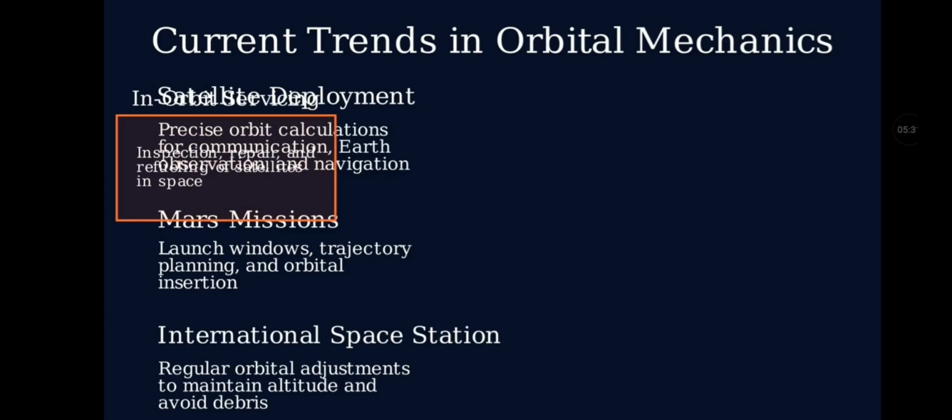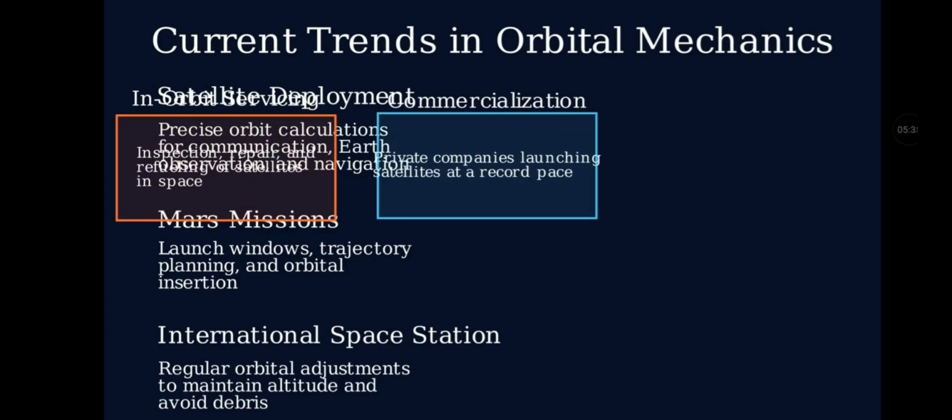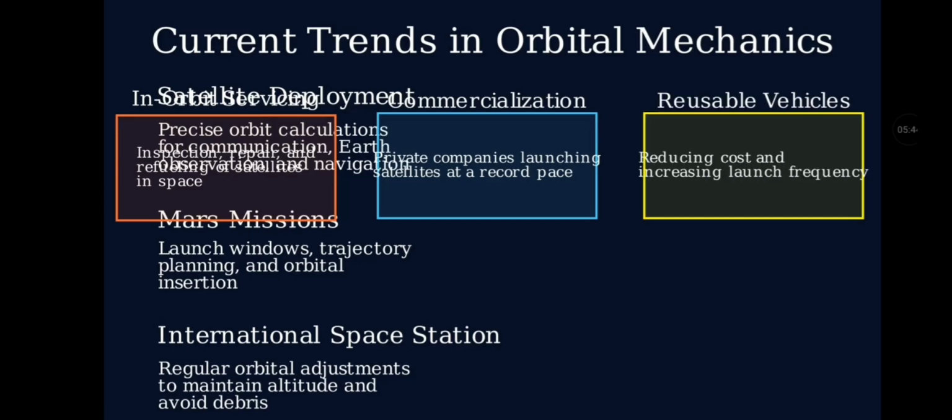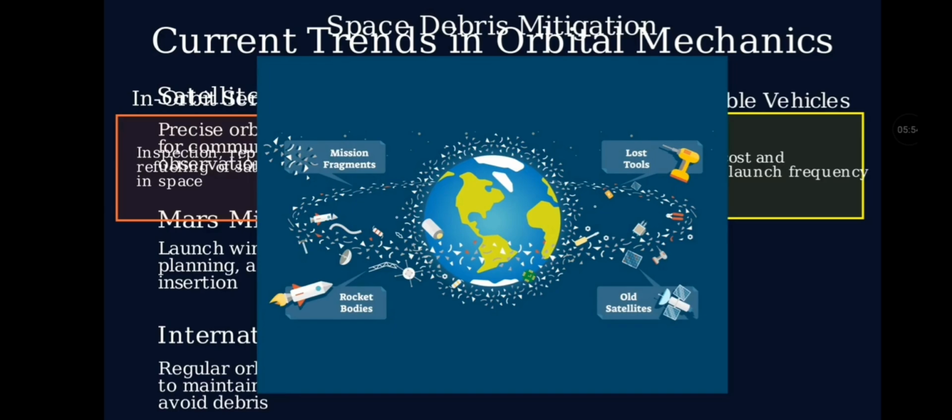Today, we're seeing exciting developments in the field of orbital mechanics. In-orbit servicing is emerging as a way to extend the life of satellites. The commercialization of space has led to more frequent launches. Companies like SpaceX are launching satellites at a pace never seen before. Reusable launch vehicles are reducing the cost of accessing space, making orbital operations more economically viable.